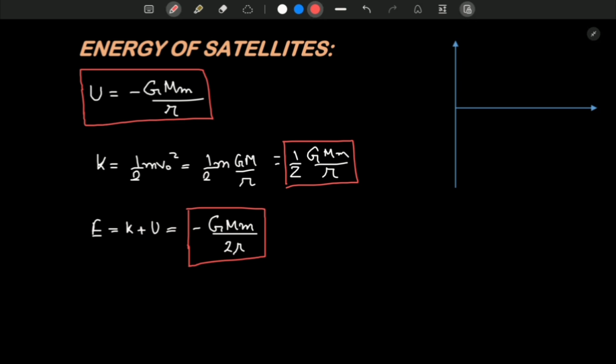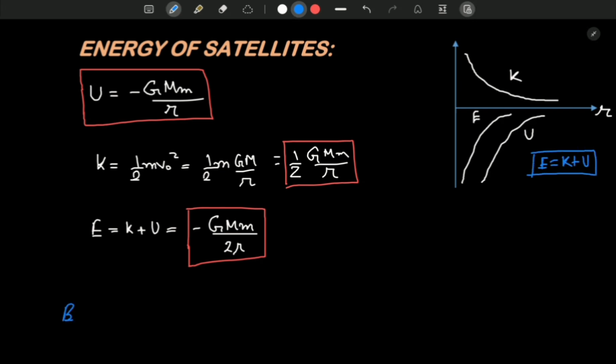This energy is constant and negative, which implies that the system is closed. Farther the satellite from the Earth, greater will be its total energy. If we try to plot them in this graph, this is the R-axis. This will be the kinetic energy, positive, and both the potential and the total energy is negative. So E equals to K plus U.